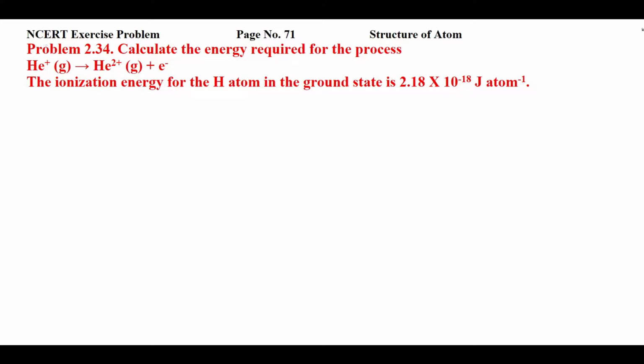Students, this is NCERT exercise problem 2.34 from page number 71 of the structure of atom, right? So let's read this statement. Calculate the energy required for the process He⁺(g) gives rise to He²⁺(g) plus 1 electron. The ionization energy for the hydrogen atom in the ground state is 2.18 × 10⁻¹⁸ J atom⁻¹. In this question, they are just ejecting an electron from this He⁺.